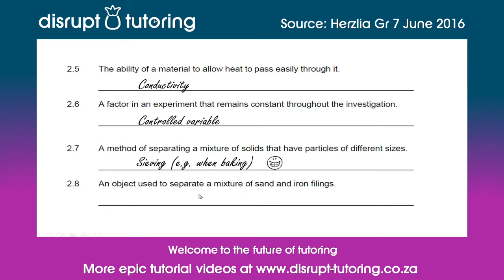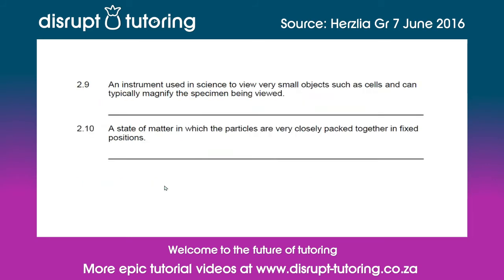Okay, 2.8. An object used to separate a mixture of sand and iron filings is called, you guessed it, a magnet. Now a magnet works because iron filings will be attracted to the magnet, or said to be magnetic, and the sand will remain because it will not have any magnetism attracting it to the magnet. Okay, so that's why you can use a magnet to separate a mixture of sand and iron filings.